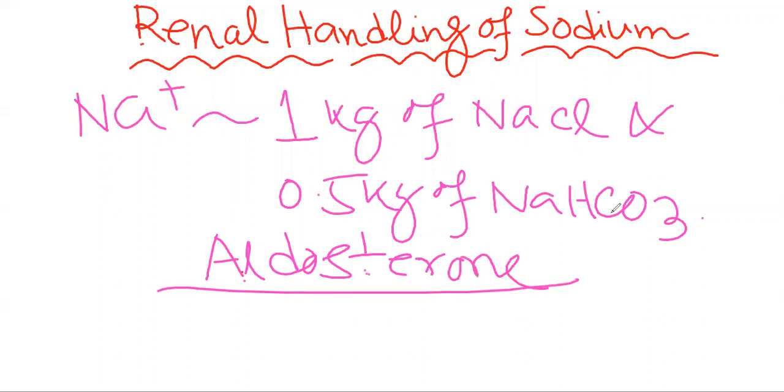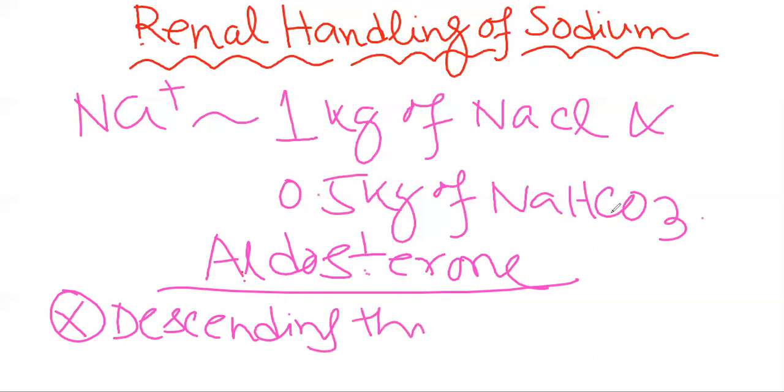Now, most of the sodium ion can be reabsorbed in all parts of the nephron except in the descending thin limb of the loop of Henle. That means no sodium ion will be reabsorbed in the descending thin limb of the loop of Henle.